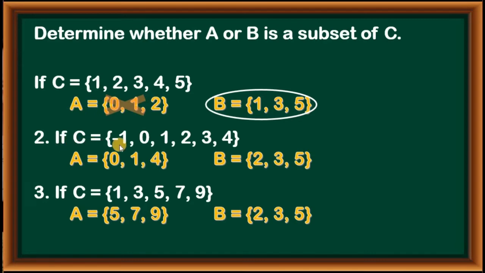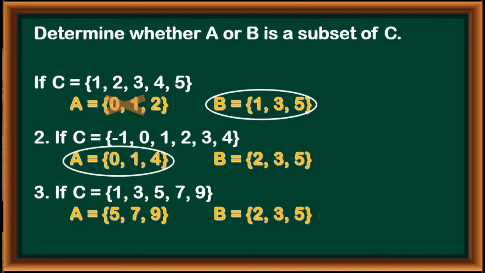Let's have the next example. Okay, set C is {-1, 0, 1, 2, 3, 4}. What set do you think is a subset of this given set here? So let's see. Yes, exactly. Set A is the subset of set C here. Why? As you can observe, 0, 1, 4 are all in here. 0, 1, 4.